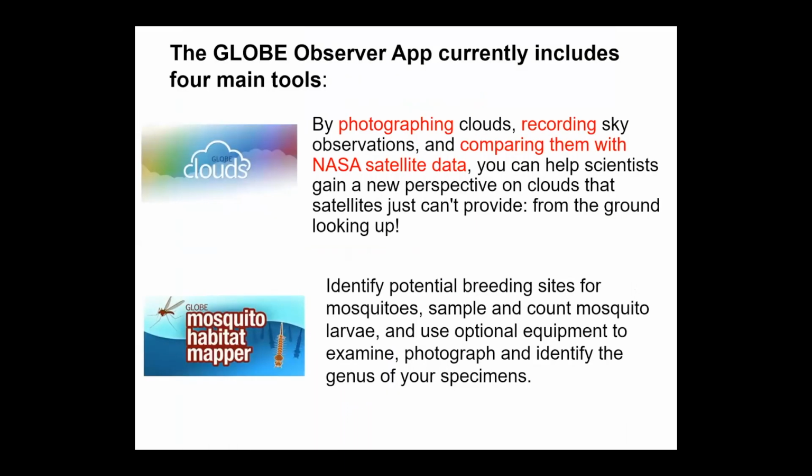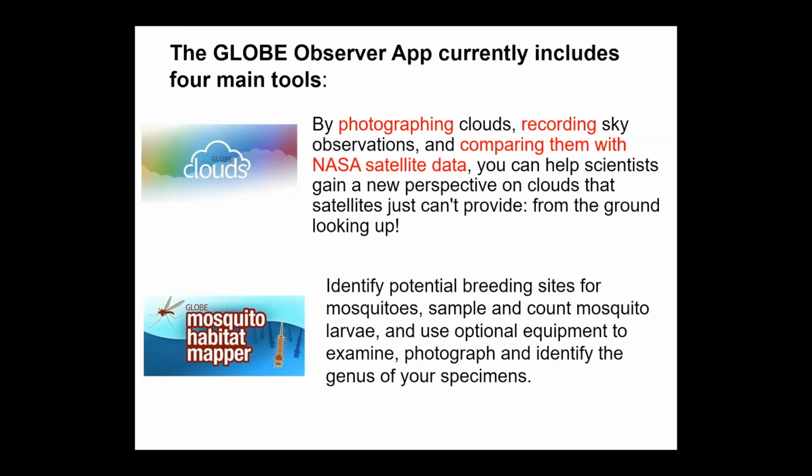For instance, if you're going to have them do clouds, they could photograph the clouds, record sky observations, and compare them with NASA satellite data. The student will actually get NASA satellite data sent to them. Again, they're doing a little ground truthing because they want to see if what they think they're seeing is actually what it is. That's pretty powerful, I think.